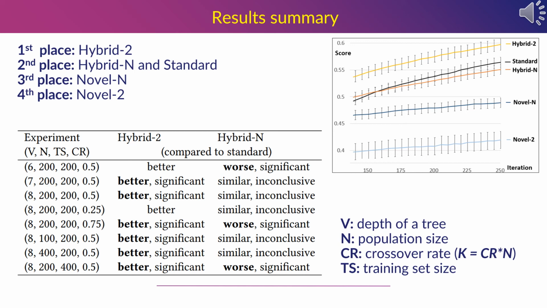Of the 5 presented methods, Hybrid 2 achieved the best results. In 6 out of 8 cases, it was significantly the best. The Hybrid N and the standard methods came second. Interestingly, the pure novel method, without any mixing, achieved the worst results.